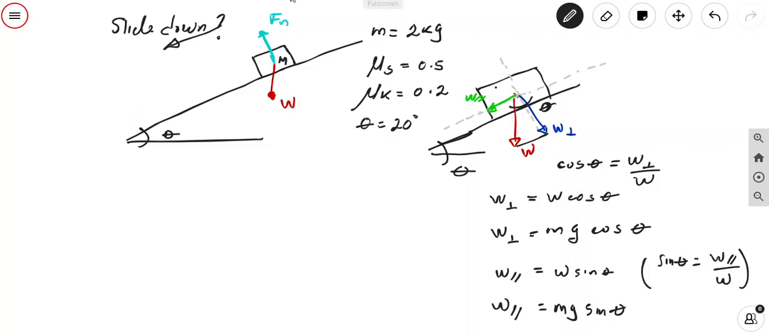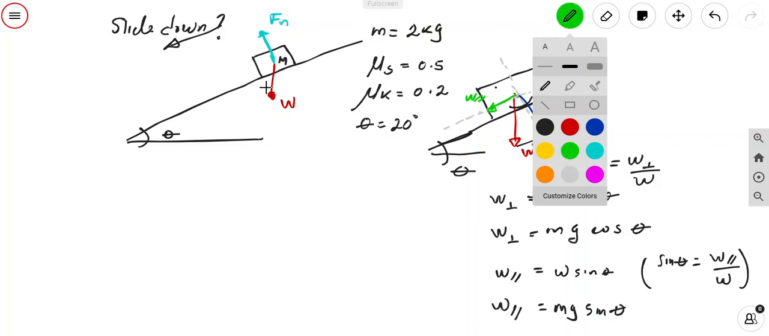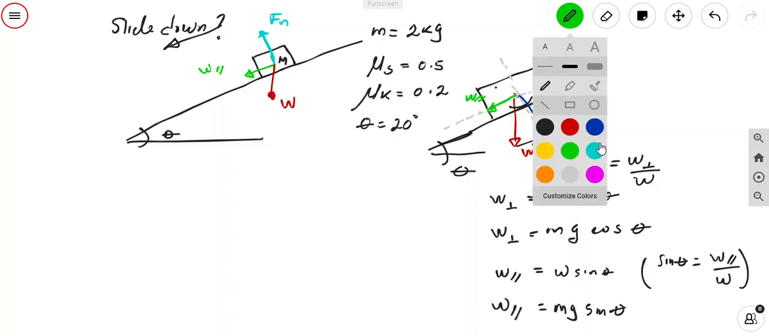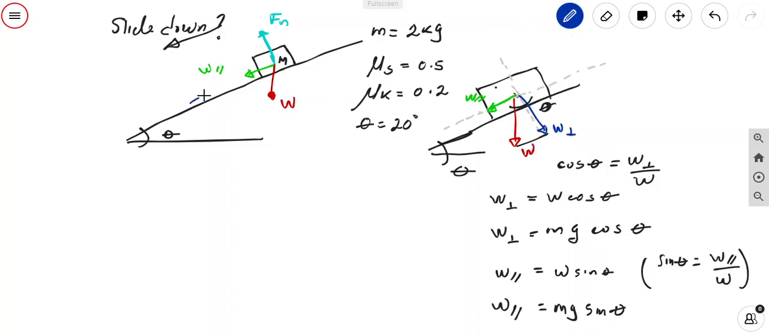The only way that this block is going to slide down is if, as you are going to see, we have here this W parallel. This W parallel would be the force that is going to make the block slide down. But of course, as we have a surface that is not frictionless, we have a force of friction here that is static because we have the block at rest.